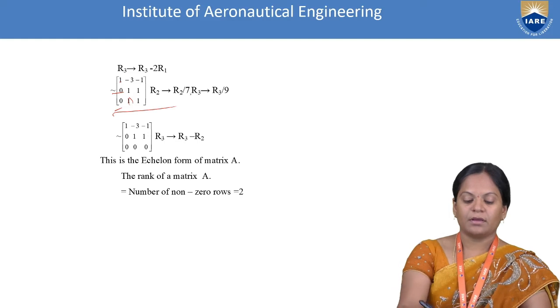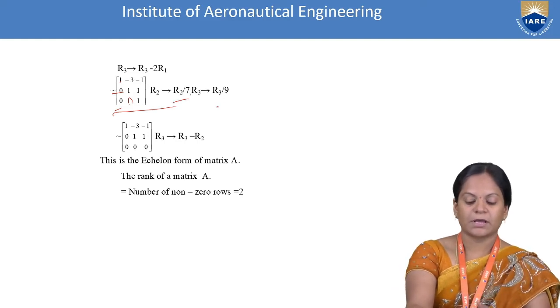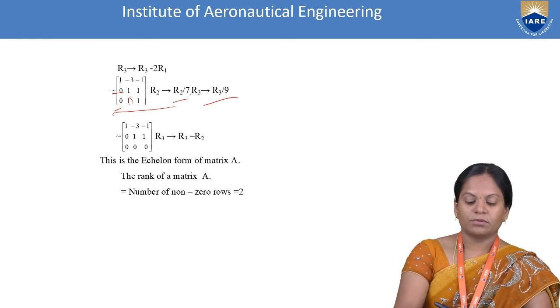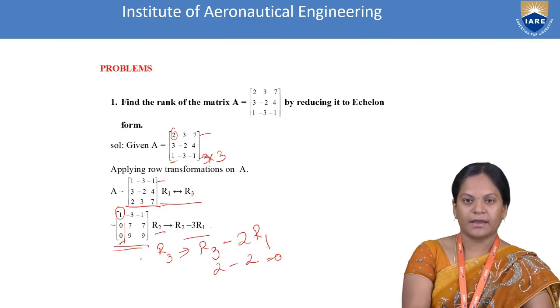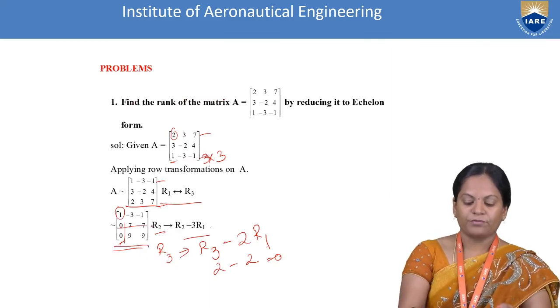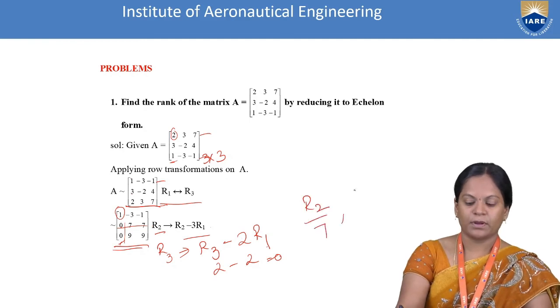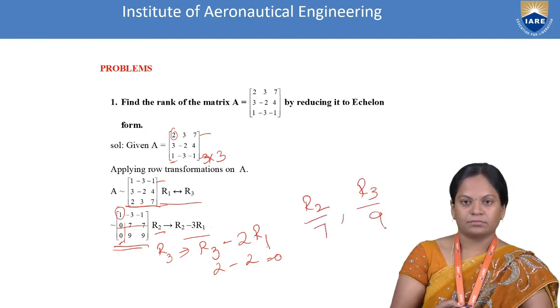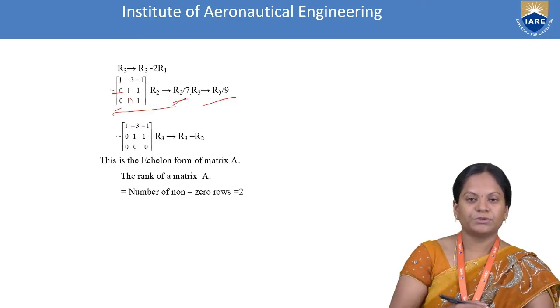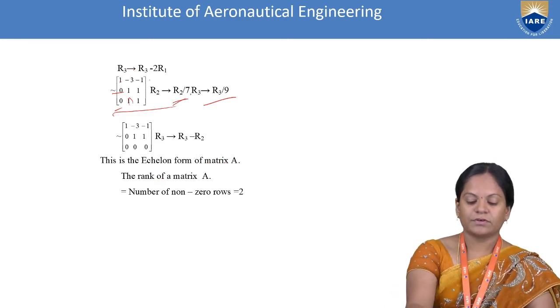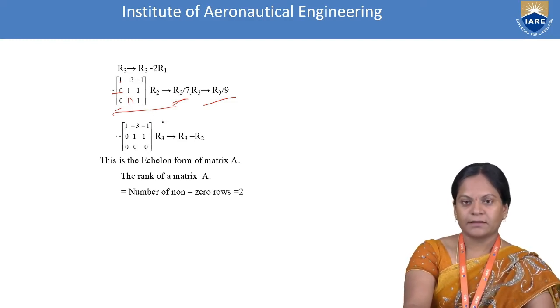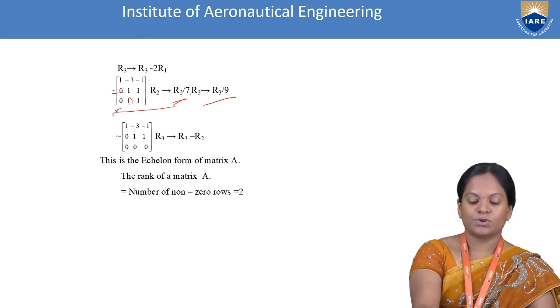So for that, I am taking R2 by 7. First of all, for our convenience, I am taking R3 by 9. In the previous step, we have the last row as 9s and the second row as 7s. For our convenience, I am taking R2 by 7 and R3 by 9 to get 1. So R2 changes to R2 by 7 and R3 changes to R3 by 9. The first row I am not disturbing: 1 -3 -1 as it is. And the second row 0 1 1, and the last row R3 by 9 will get 0 1 1.